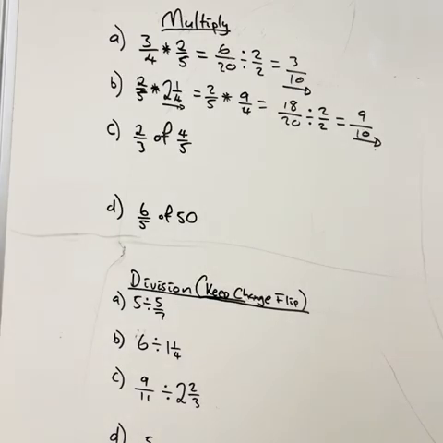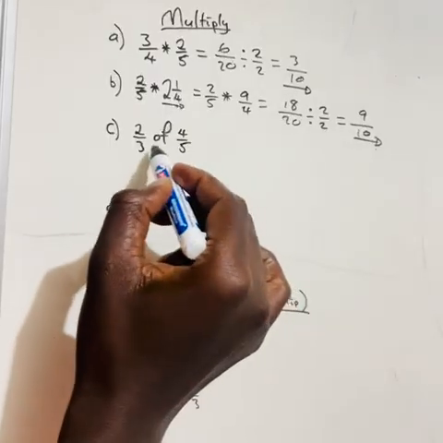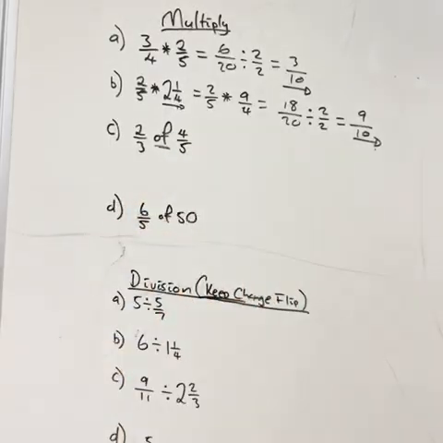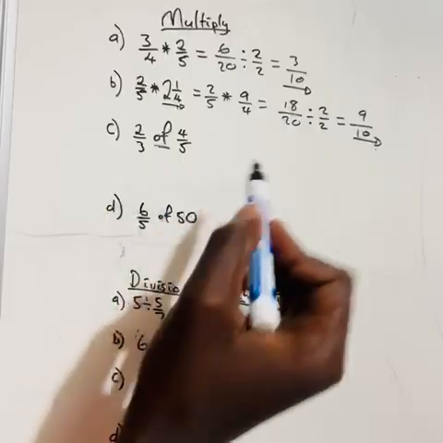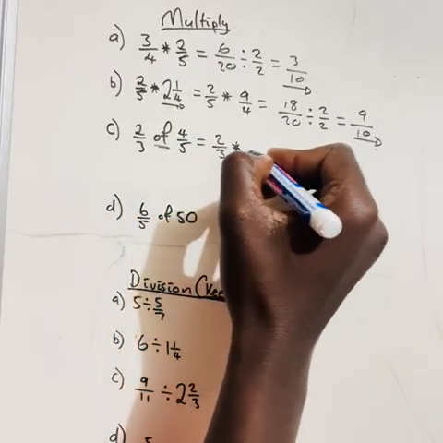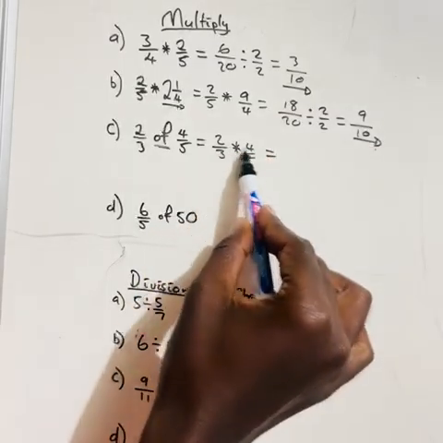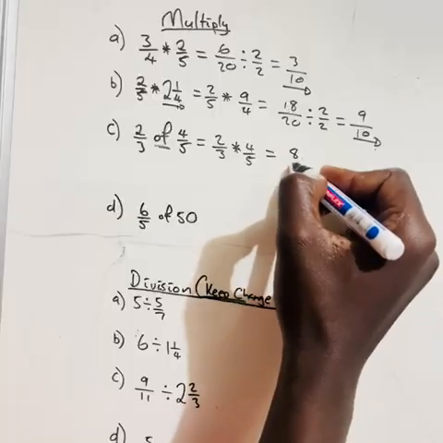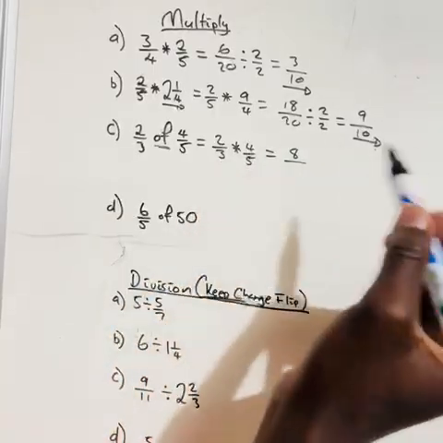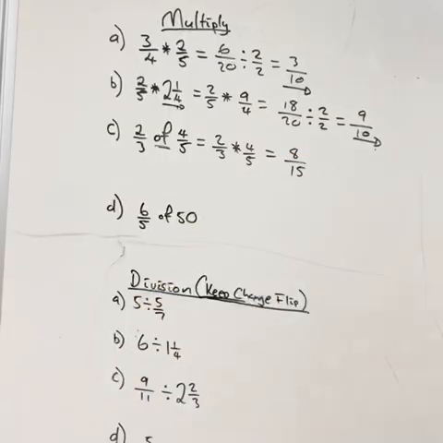Right? Then we go to letter C. 2 over 3 of 4 over 5. The moment you see the word "of", you must know that it means multiply. So we are going to say 2 over 3 multiplied by 4 over 5. 2 multiplied by 4 is 8 over 3 multiplied by 5 is equal to 15. And other than 1, there is no other number that can divide 8 and 15. So there we are done.